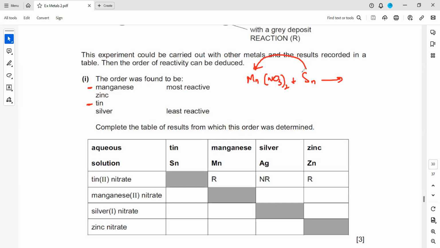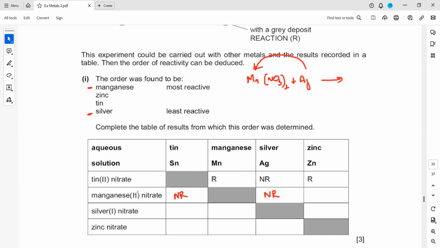As you can see, tin cannot, because tin is less reactive than manganese, so it cannot displace manganese from a compound. So what will it be? It will be no reaction. So no reaction, you can put a cross here or you can write NR. You can also use screen annotation to fill up the columns. Then we have manganese nitrate and we use silver, Ag. Will it react? We have manganese nitrate and we are adding a less reactive metal, silver. Will it react? So again, no reaction. So we'll write NR.